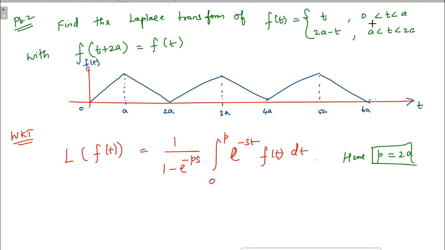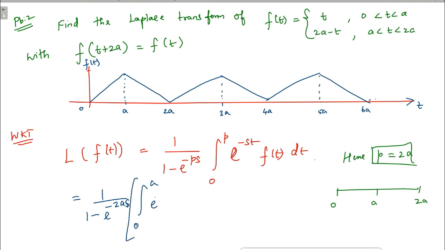but also the function is defined in two separate intervals. So for that I am going to split 0 to 2a into 0 to a and a to 2a. Like this I am going to rewrite this formula as 1 by 1 minus e power minus 2as, integral over 0 to a, e power minus st f of t dt plus integral a to 2a e power minus st f of t dt.